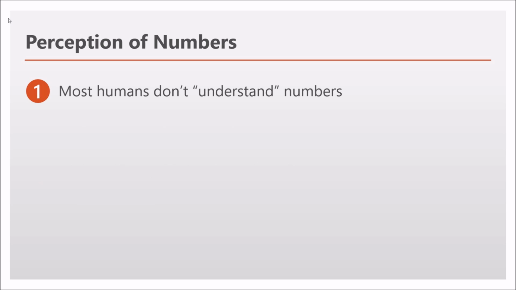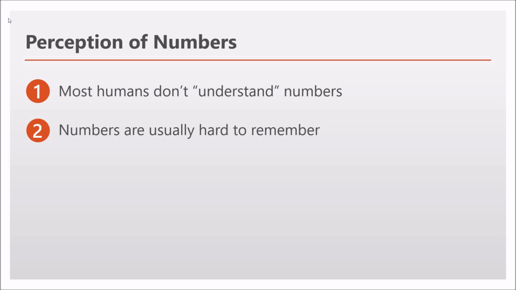So the first point is the general perception of numbers, which challenges we face if we present or talk about numbers. The first part is most humans don't understand numbers. Another thing is that numbers are usually pretty hard to remember. We get bombarded with numbers every day. Our mind just throws them away usually. So if you have a presentation and you have some really important numbers you want to get across to leave an impression or to make a message, then it's important that your audience can remember them.